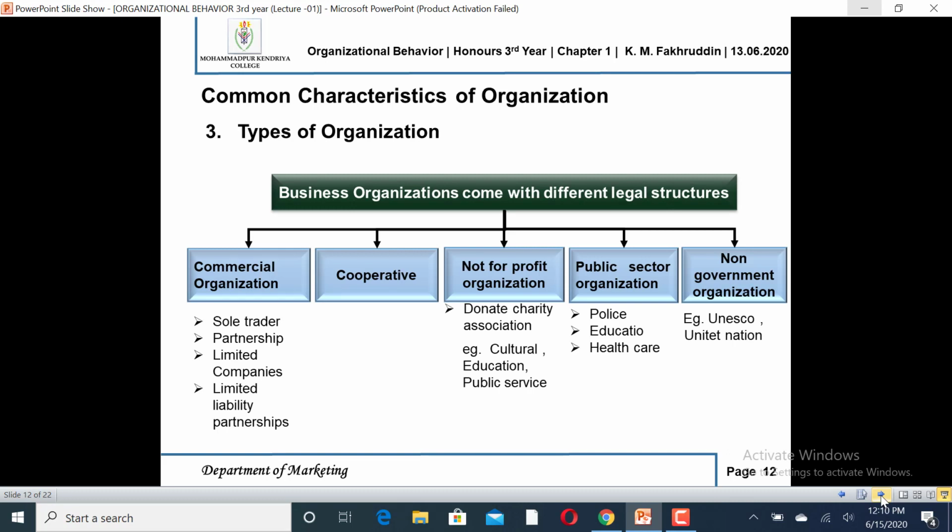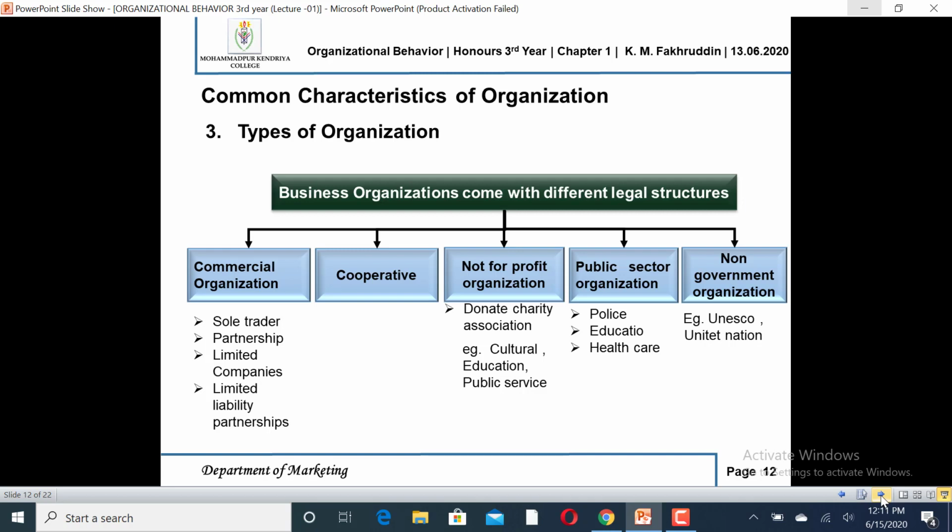Types of organization. Business organizations come with different legal structures: commercial organization, cooperative organization, not-for-profit organization, public sector organization, and non-government organization, that means NGO. Commercial organization includes sole trader, partnership, limited companies, and limited liability partnership. A sole trader is a type of enterprise that is owned and run by one person, in which there is no legal distinction between the owner and the business entity.